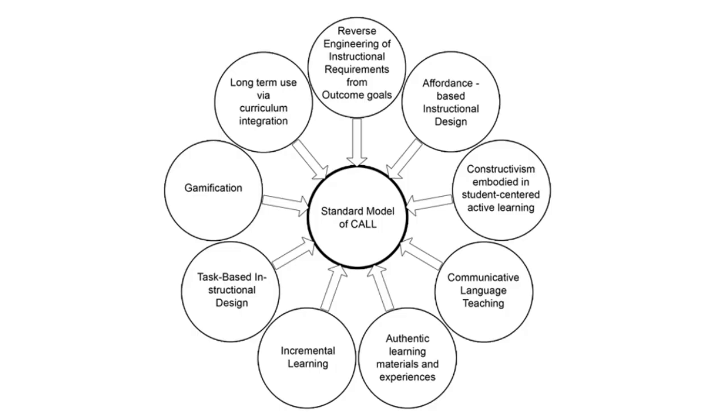Here's a model showing how they fit together. Each is a separate theoretical framework, but they fit together and together make up the standard model of CALL. The next videos will look at each of these 9 foundational theoretical components. Next time, we'll consider the first 3 of them: reverse engineering of instructional requirements from outcome goals, affordance-based instructional design, constructivism embodied in student-centered active learning.